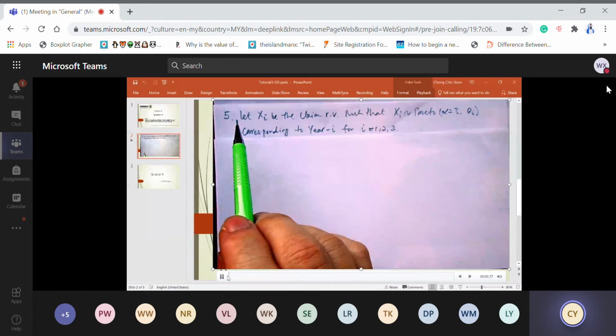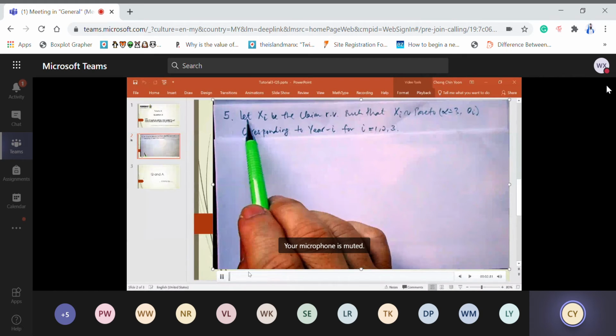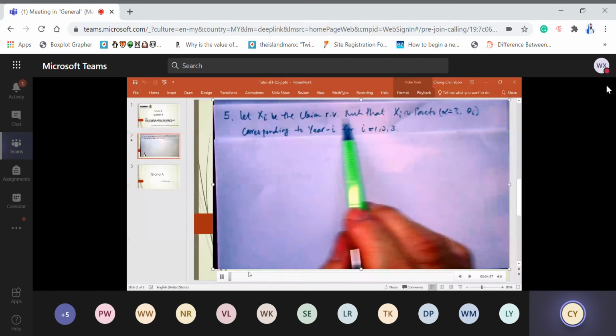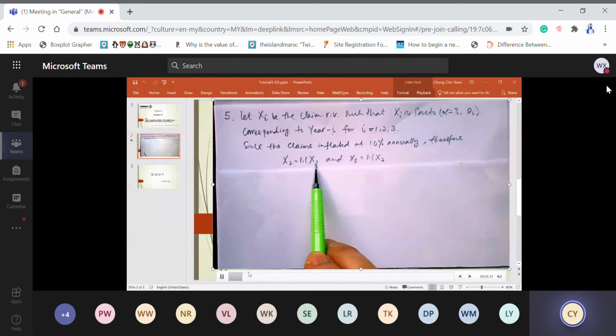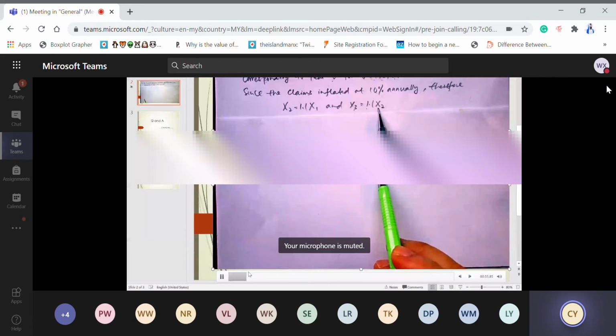Solution for number 5. Let Xi be the claim random variable such that Xi is Pareto distributed with parameters alpha equals 3 and theta i corresponding to year i, for i equals 1, 2, and 3. Since the claims are inflated at 10% annually, X2 equals 1.1 X1, and X3 is affected by 10% as well, that becomes 1.1 times X2 from year 2. Then we have the following chart.